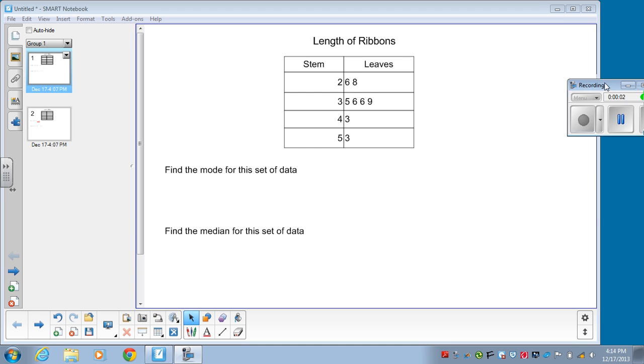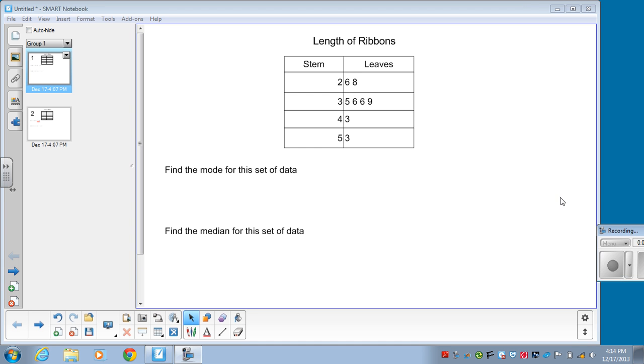Hello boys and girls. Here's a video of how to use the stem and leaves. I know it's a little confusing, so here's a video to help you better understand it.